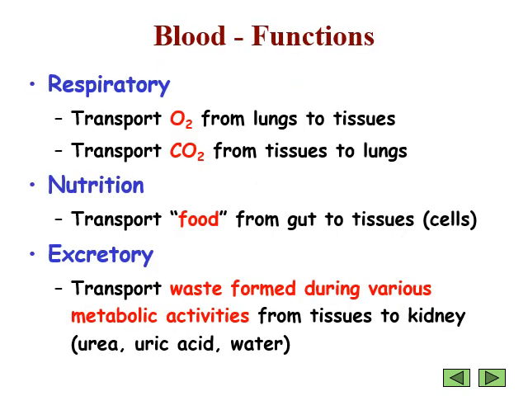Now let's discuss the functions of the blood. We have given some main headings and we'll discuss the functions accordingly. The first function is the respiratory function. Now what is the respiratory function of the blood? It transports oxygen from the lungs to the tissues, and carbon dioxide from the tissues to the lungs to eliminate it out. So this is how it helps in the respiratory function.